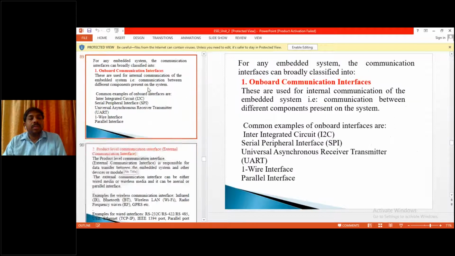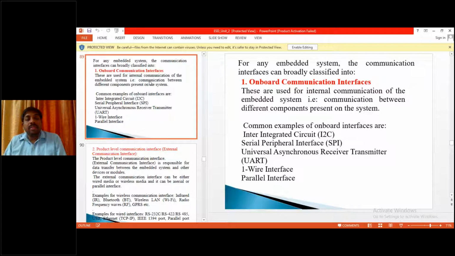Then one more topic called communication interfaces. Like we told, the hardware core, memory, and input output devices on the board are connected. They are connected on the board either by wired method or wireless method. If it is on board, we can use inter-integrated circuit, serial peripheral interface, UART, one wire, parallel wire. So these are onboard communication interfaces.